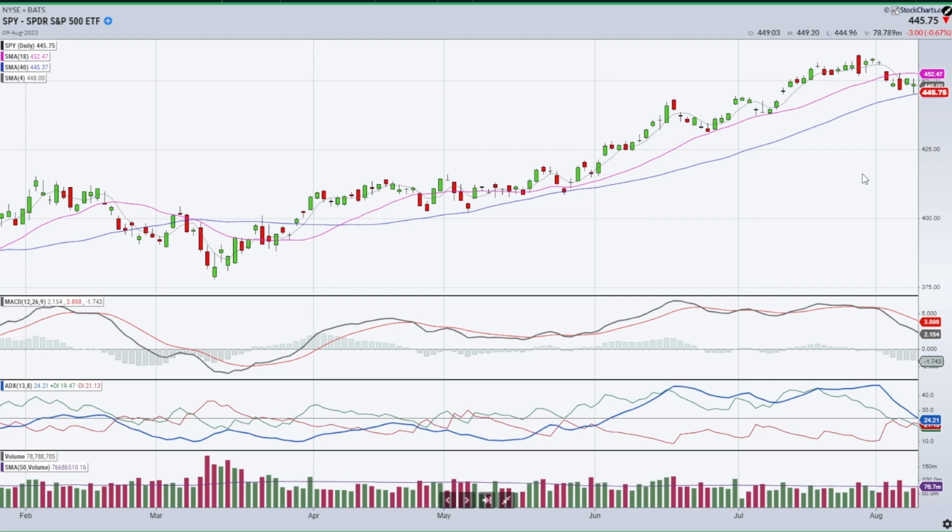And then if we go another bar, this is what ends it. This move down to this level causes this 18 to roll over. This is no longer a rising 18. We don't have a rising 18 and a rising 40.